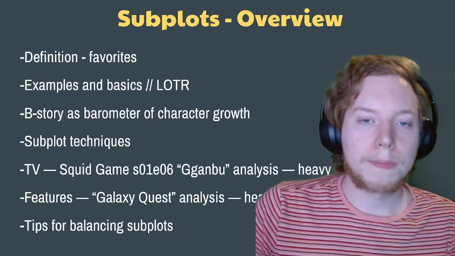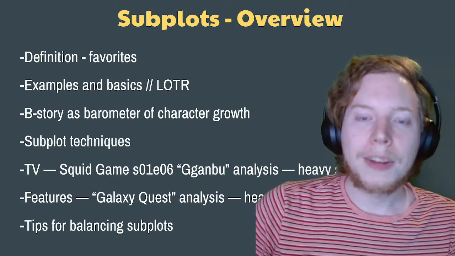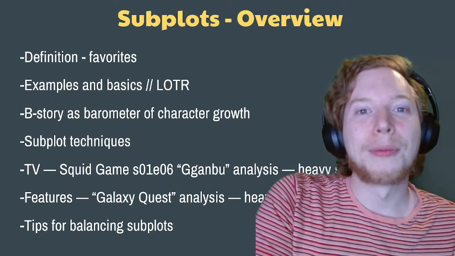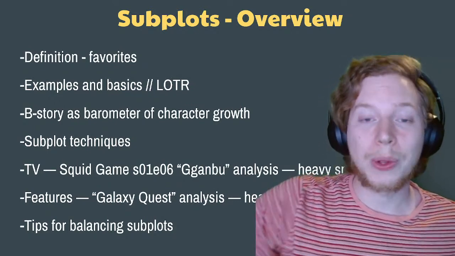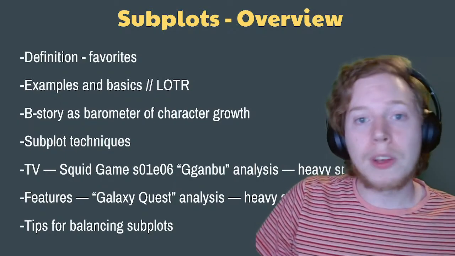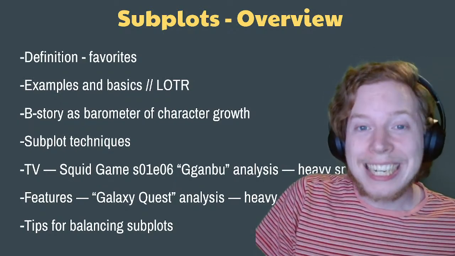We'll look at B-story as barometer of character growth, and we'll touch on this technique which was used so often in 80s and 90s screenwriting, wherein the romance subplot of the B-story is actually going to be tracking the main character's progress in dealing with something that they need to overcome in order to succeed in the A story.